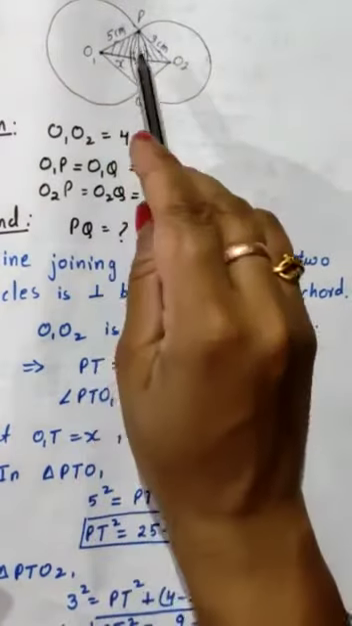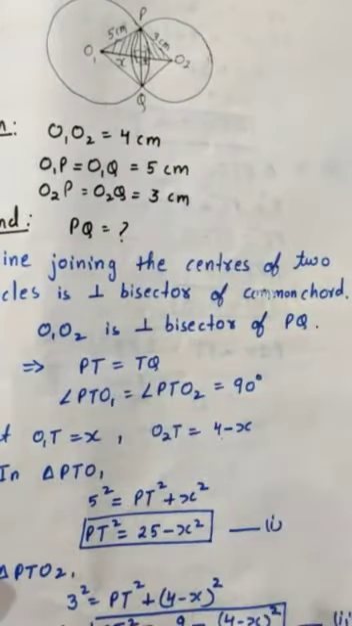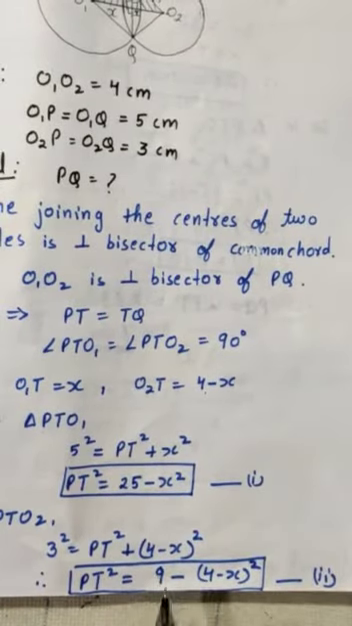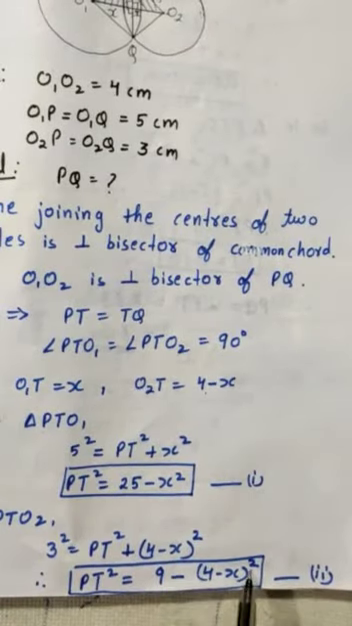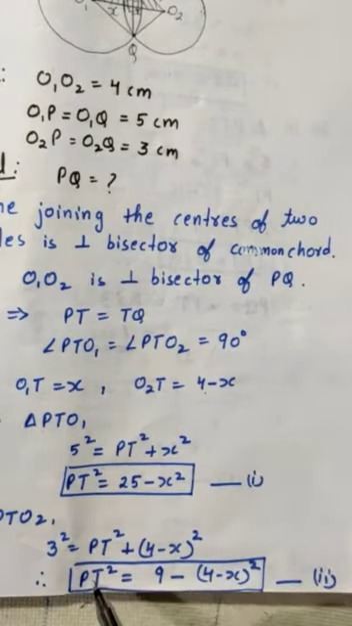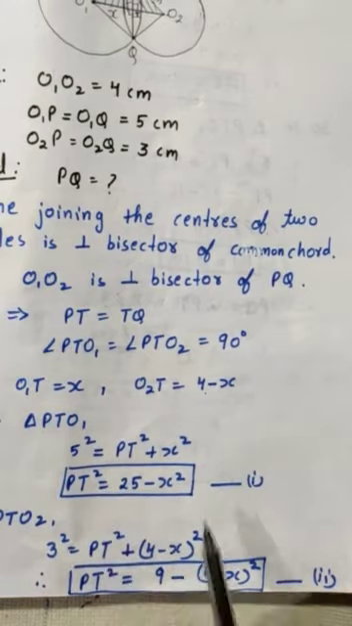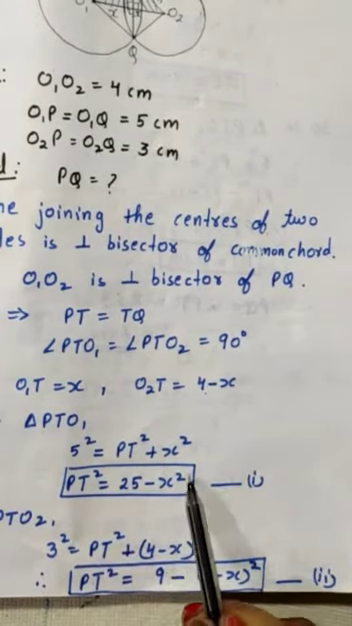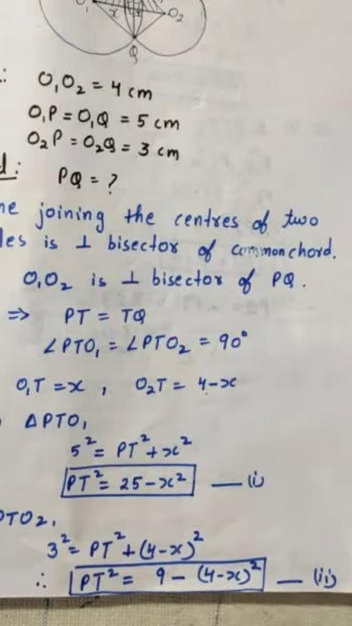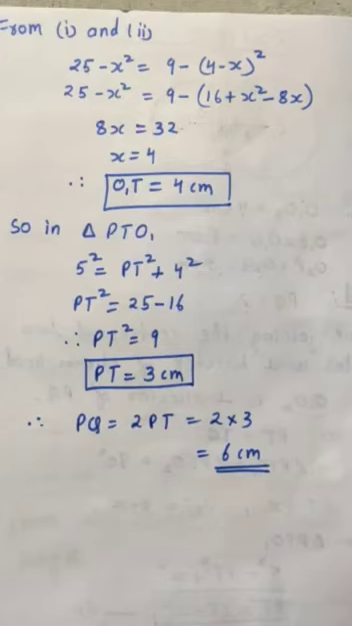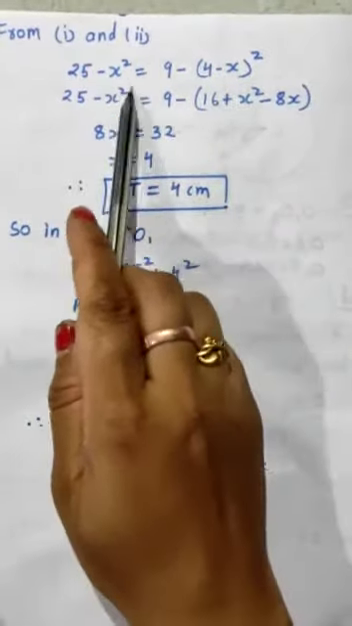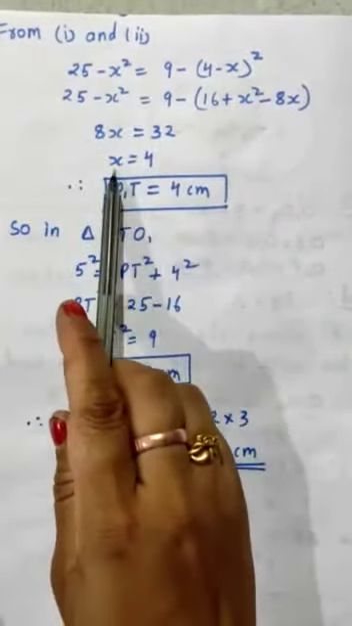Similarly, in the second triangle, the right side triangle, you will again use Pythagoras theorem and you will get the equation PT square is equal to 9 minus (4 minus x) whole square. So now this is also PT square, this is also PT square. So you have to compare these two, and when you compare 1 and 2, you will get the value of x. So you can see that we have equated the two equations.